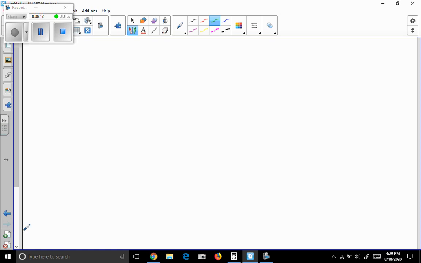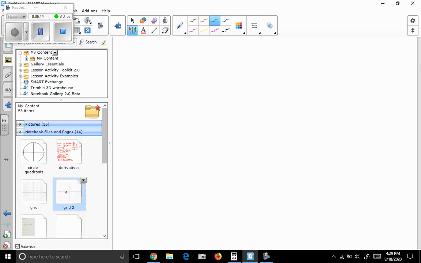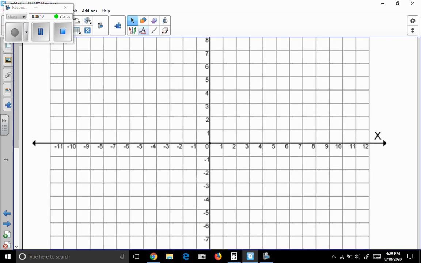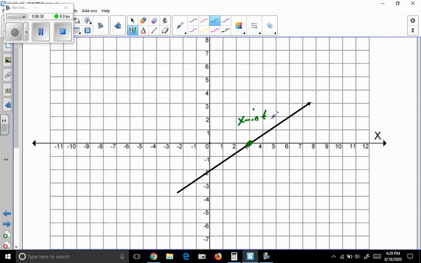So what do we mean by intercepts? I'm going to pull up a grid real quickly. Intercepts are places where we touch the x and y axis. So if we have, let's say, this line, we're intersecting the x-axis here, so this is an x-intercept, and we're intersecting the y-axis here, so that's a y-intercept.